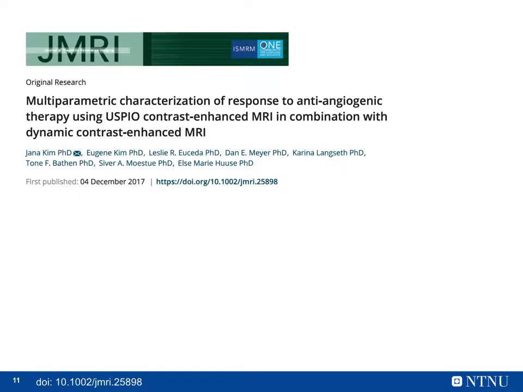This was just a brief overview of the most important results. For more details, please refer to our paper published in JMRI.